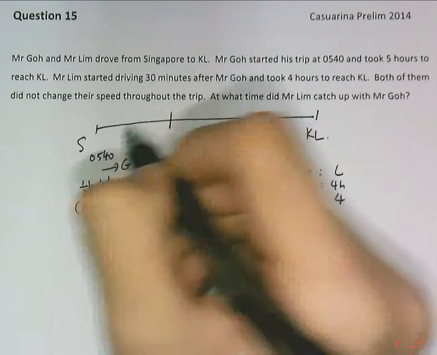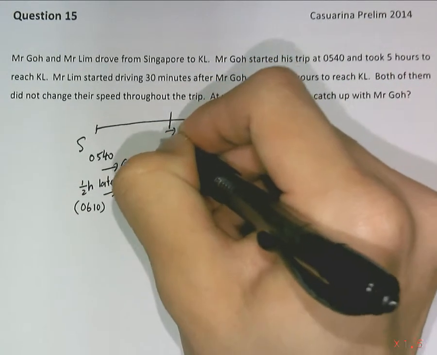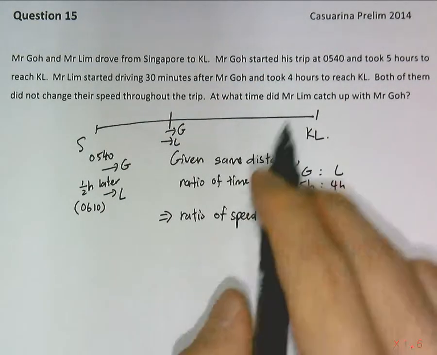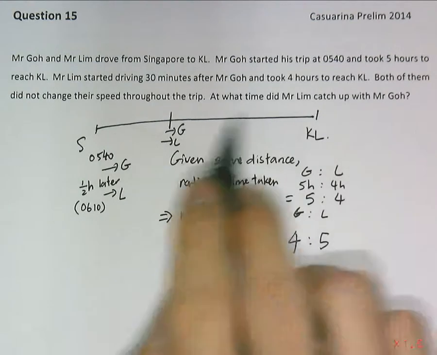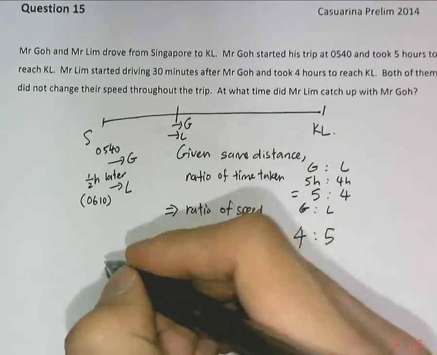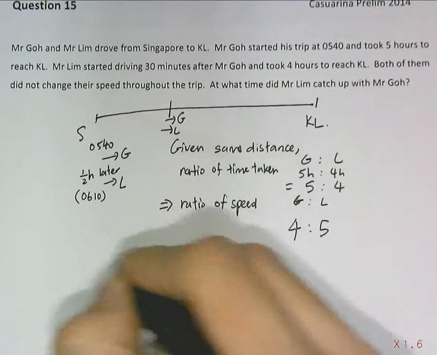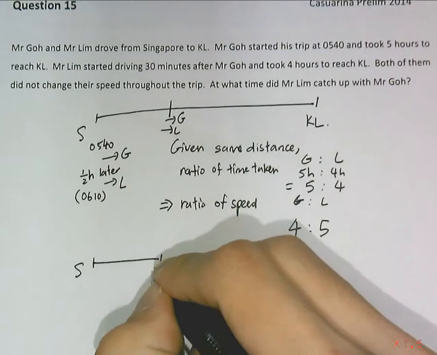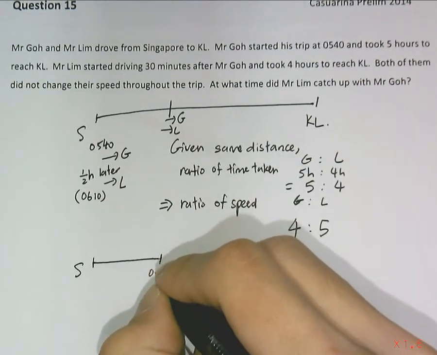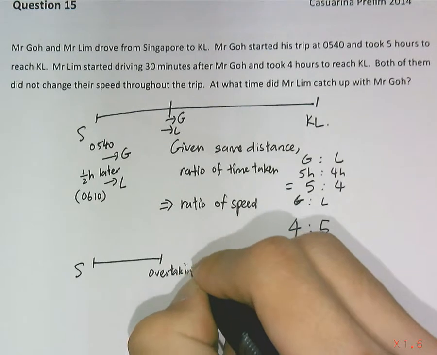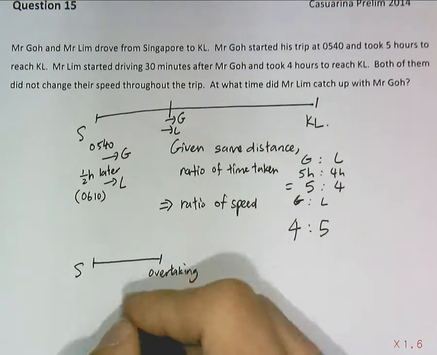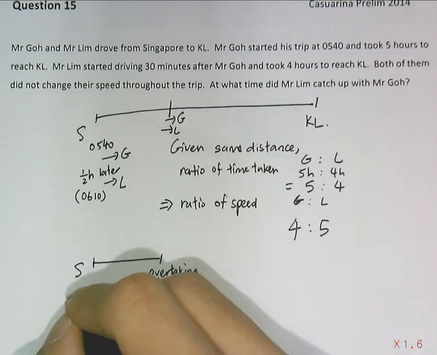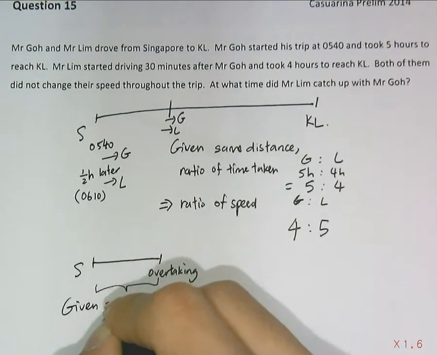So if I take out this part, this is the part where Mr. Lim will overtake Mr. Goh, or you can say that Mr. Lim will catch up with Mr. Goh. So look at this portion here. It's actually the same distance traveled as well. So if we would consider Singapore to this overtaking portion, this distance is also the same. That means that both of them will travel this distance.